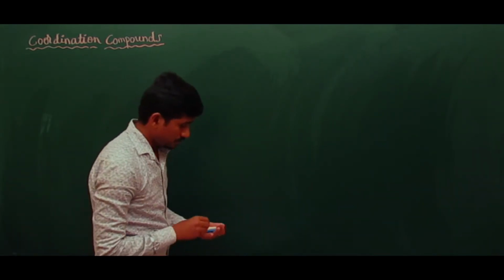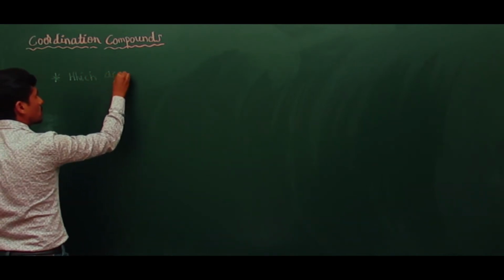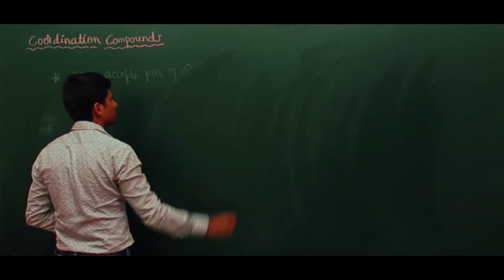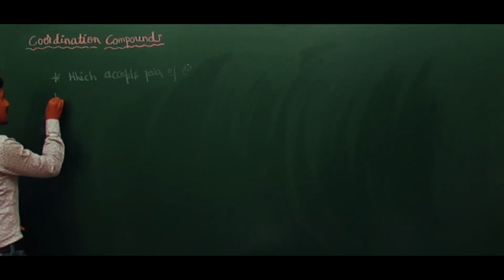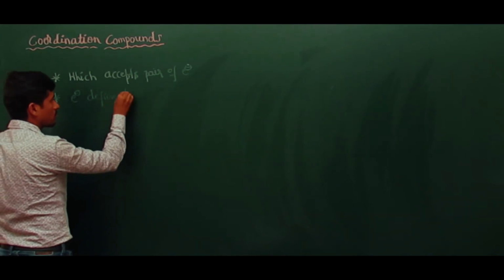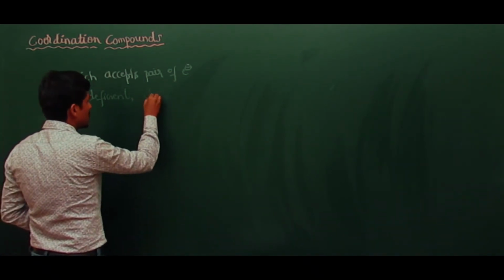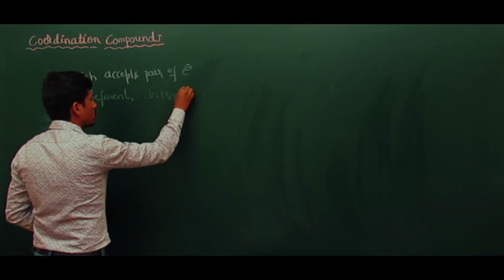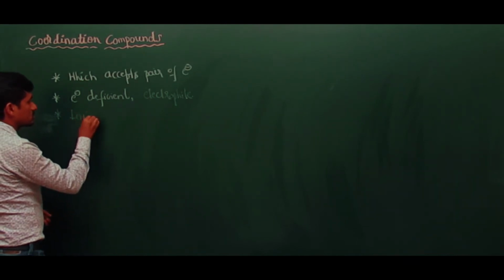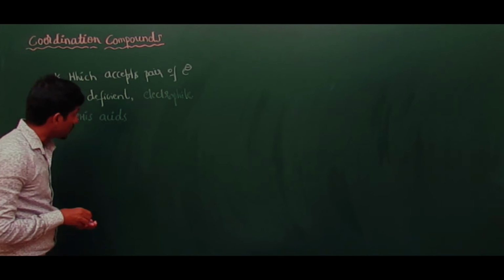The central metal ion or atom accepts a pair of electrons. Why are they accepting a pair of electrons? Because they are electron deficient species, and electron deficient species seek electrons. Hence they are also called electrophiles. Those which accept the pair of electrons are called Lewis acids.